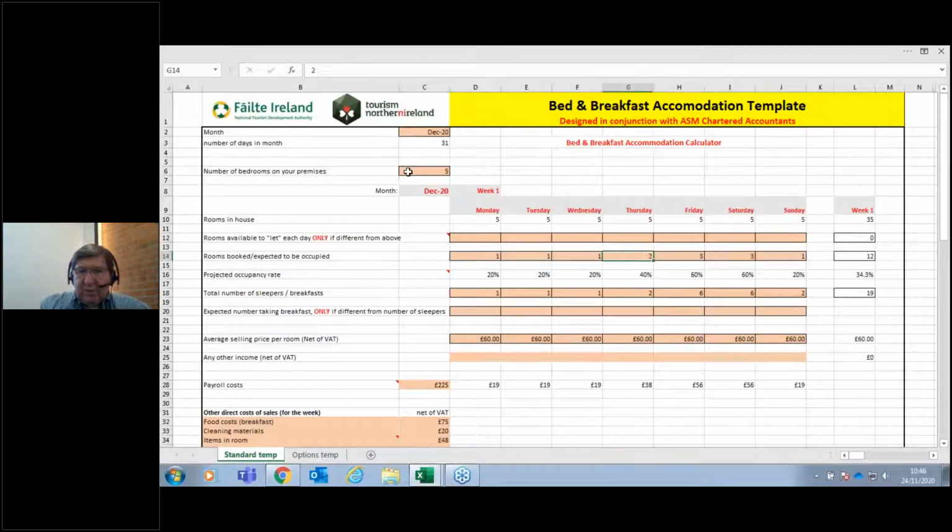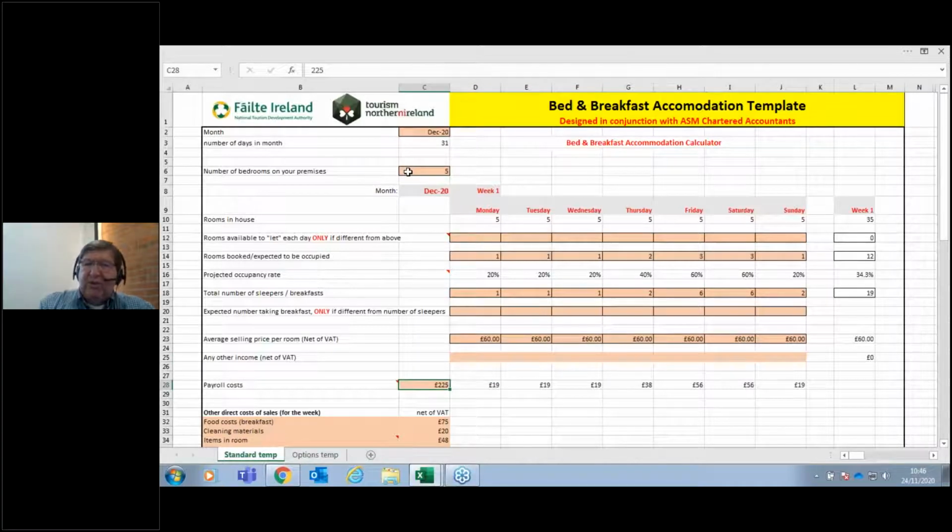The number of rooms booked each day, then you add in here. The total number of sleepers or breakfasts for the following morning is driven off the number of rooms sold times the average number of sleepers. If there's a change to that, you can tell it the number of breakfasts each day in here. And your average selling price, net of VAT, it's not going to split breakfast out separately. And any other income that you might have, if, for example, I don't know, you provide a takeaway lunch or something, you could put it in there.